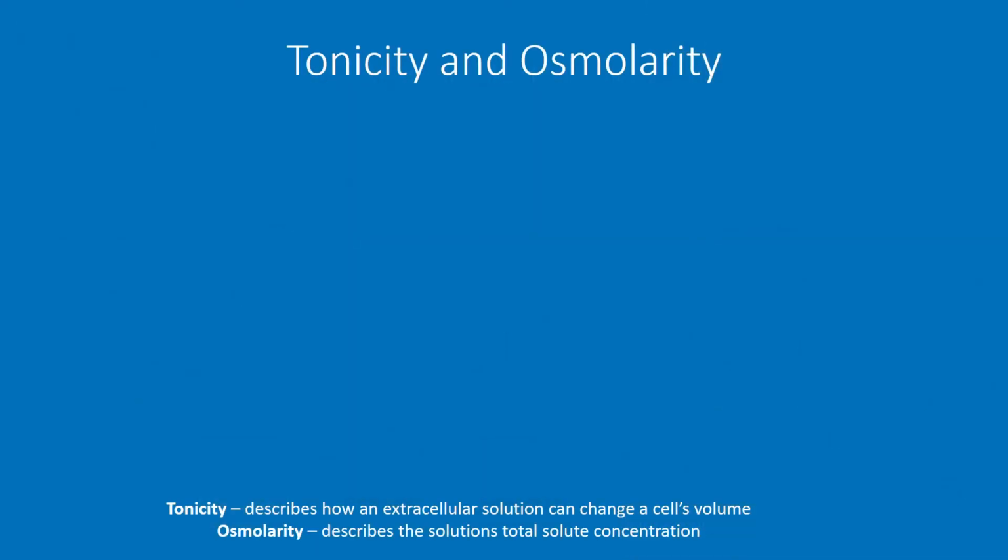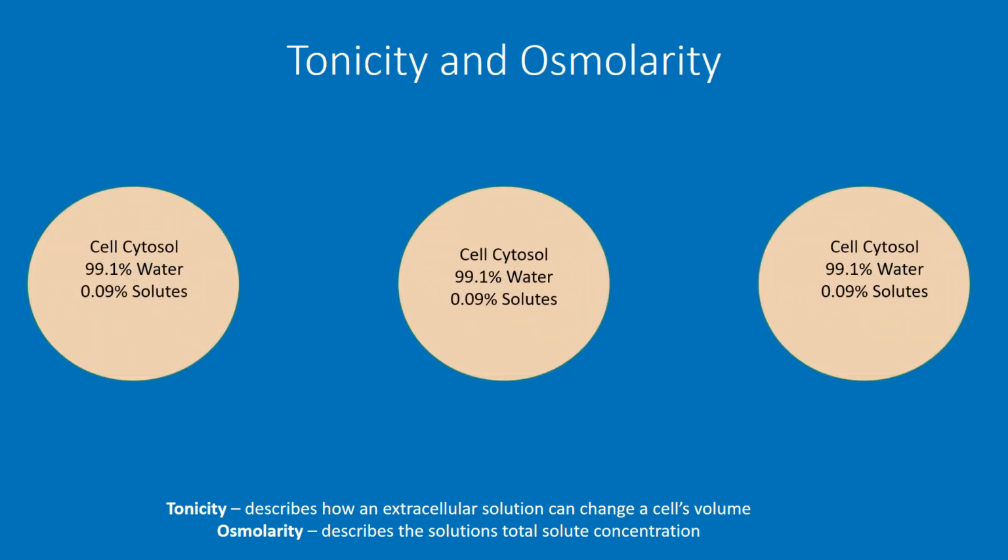So let's talk about that. Tonicity describes how an extracellular solution can change a cell's volume by affecting osmosis. Osmolarity describes the solution's total solute. If you remember the rule that water always follows the greater solute concentration, you can predict how water moves in and out of cells. There are three general types of osmolarity that cells are exposed to. Let's assume each cell cytoplasm is 99.1% water and 0.09% solutes. And solutes can include anything: electrolytes, protein, waste, things that dissolve within the cytoplasm of a cell.